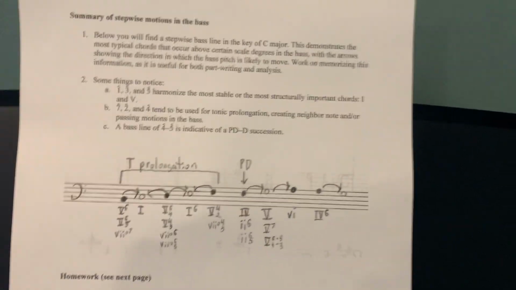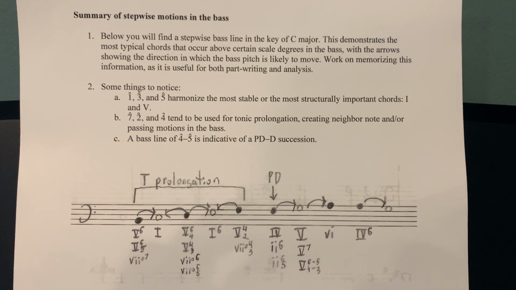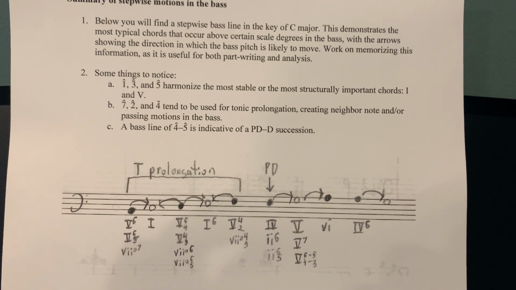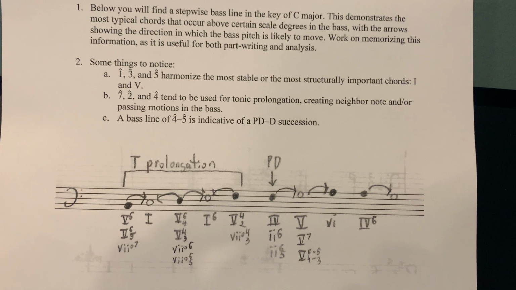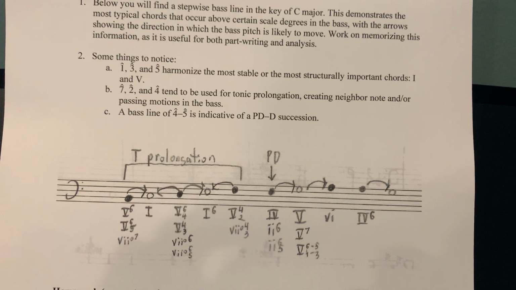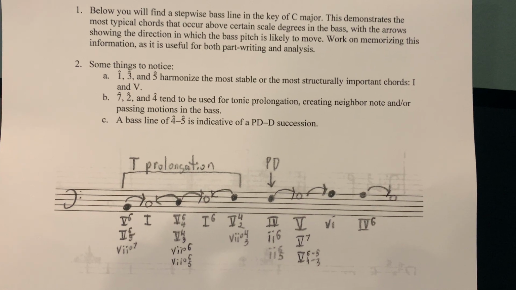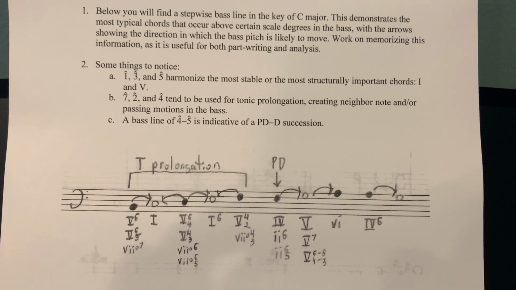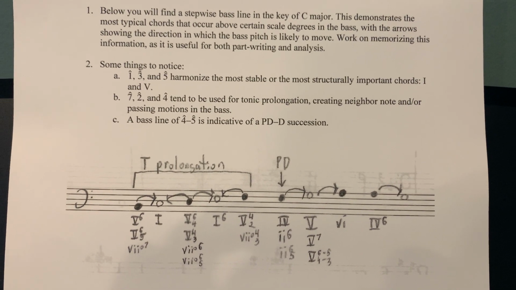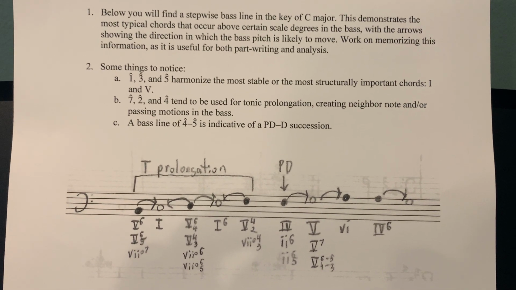So what I want to do to help us review for this is talk a little bit about stepwise motions in the bass. What I have here is basically a stepwise bass line. It's in C major, and what we're thinking about here is what scale degree is in the bass. Anytime you look at a particular scale degree in the bass, you'll already have some ideas about what the chord might be, just from the scale degree alone. And then the other thing to look at would be the motion of the bass. If it moves by step, there are very predictable progressions that it might be.